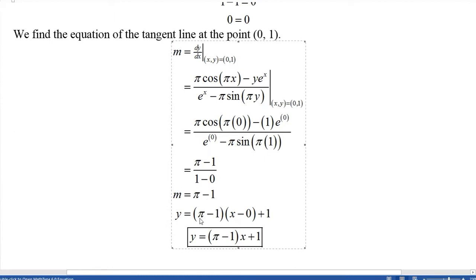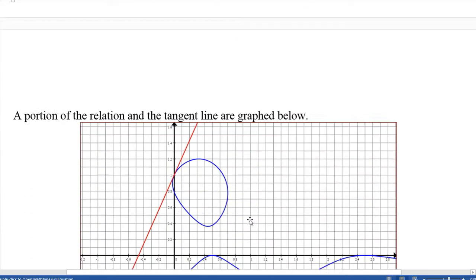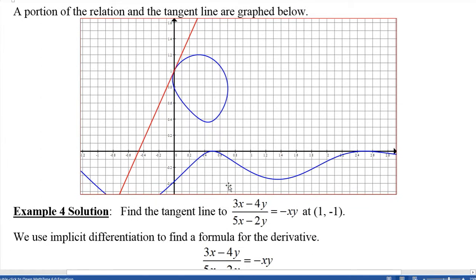So the equation is y equals pi minus 1 times parentheses x minus the x-coordinate, which is 0, plus the y-coordinate, which is 1. Since this is 0, I can simplify this to just y equals pi minus 1, parentheses, times x, plus 1.